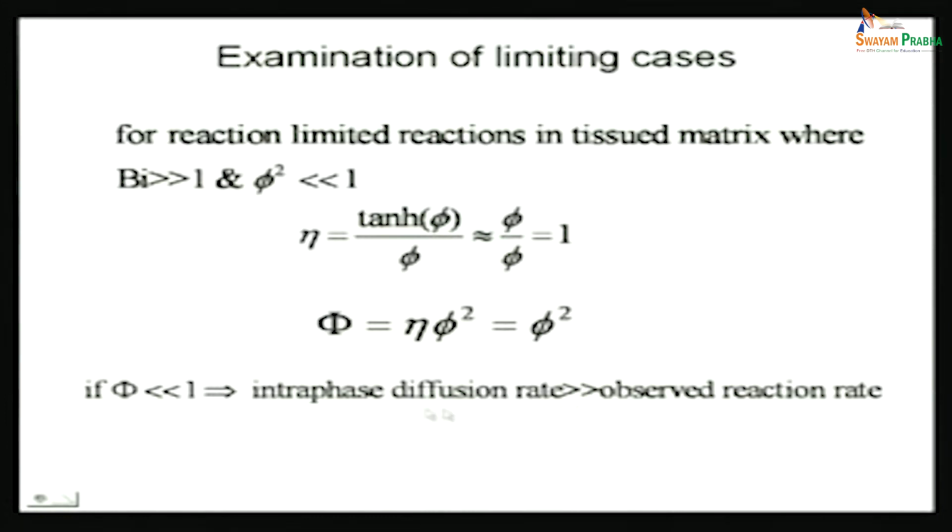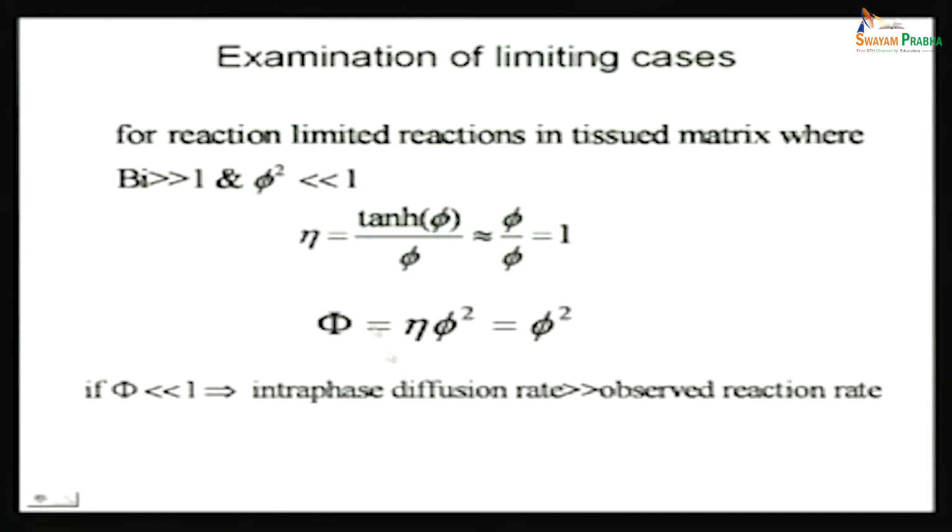So what does phi square much smaller than 1 mean? That internal diffusion is much faster than reaction, right. So if this is the case, and diffusion is much faster than intrinsic reaction, and big phi equals small phi square, then it means that diffusion is much faster than observed reaction as well. Is it clear? Okay, shouldn't be any confusion, because eta is the ratio of observed reaction to intrinsic reaction.